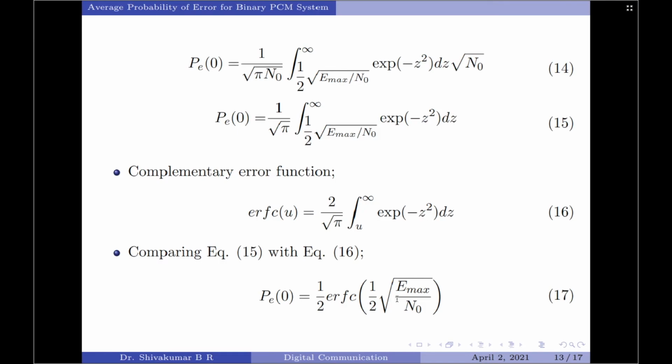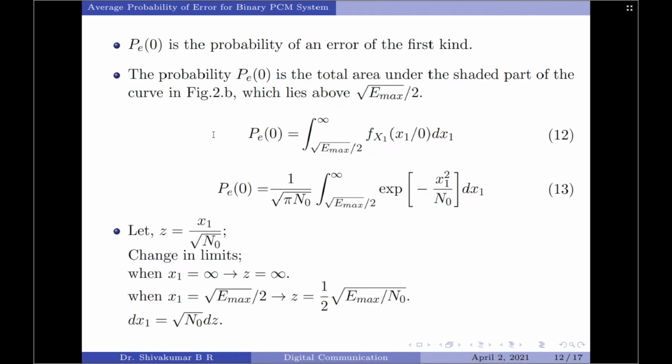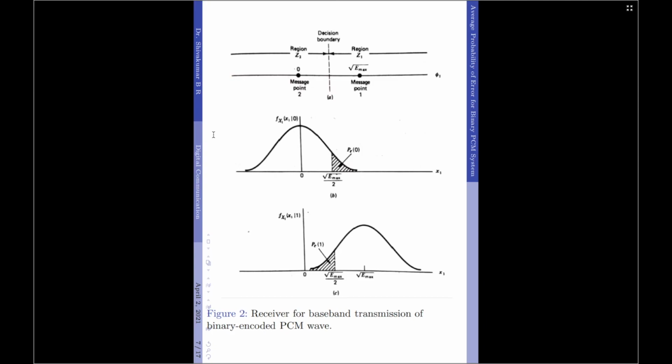Let us now move on and find the probability of making an error of the second kind. So let us assume symbol 1 is sent. Under this condition, an error is made when the receiver decides in favor of symbol 0. So, once again going back to the constellation diagram or the signal space and identifying the decision region boundaries for symbol 0 this time, the lower limit is minus infinity and the upper limit is square root of Emax divided by 2.